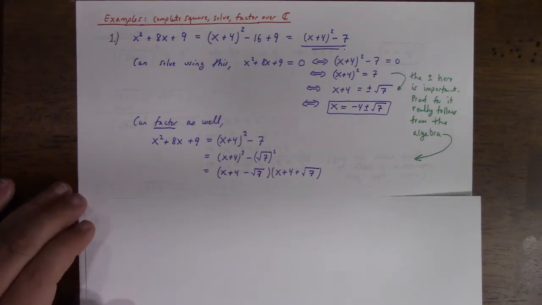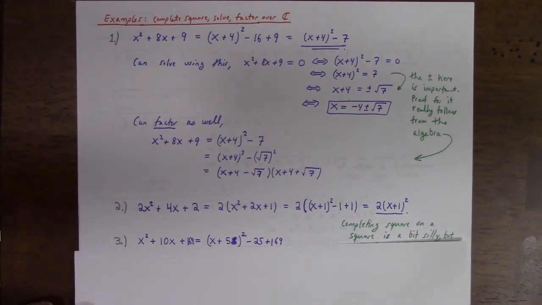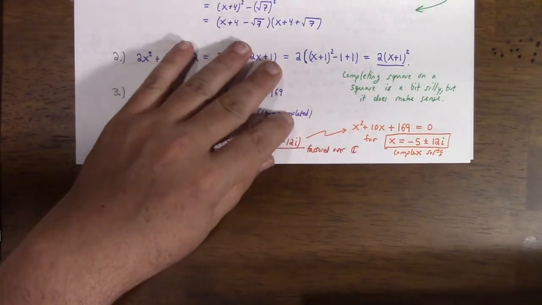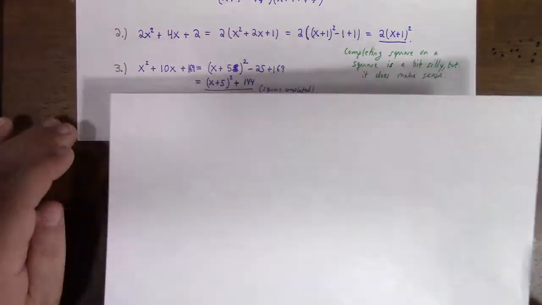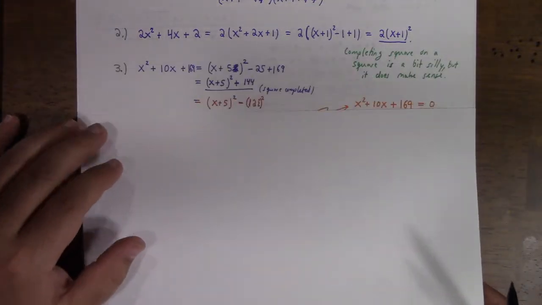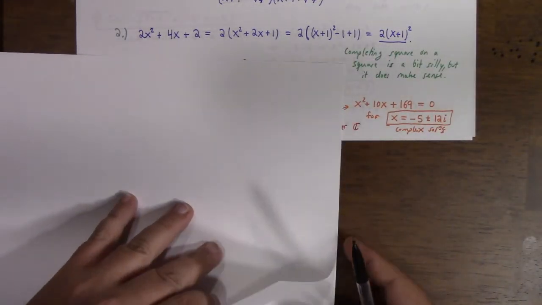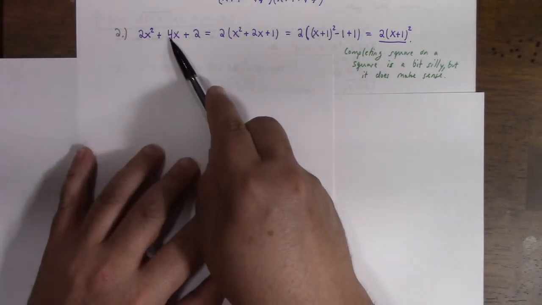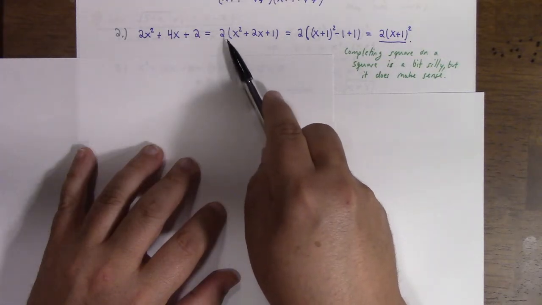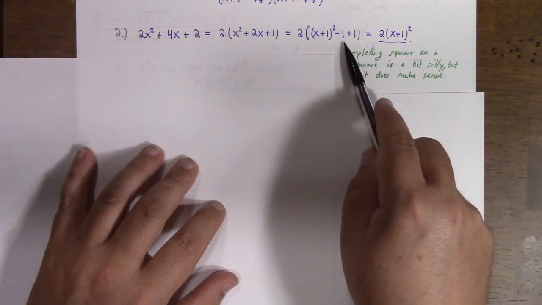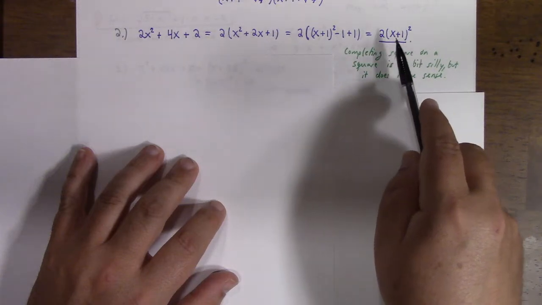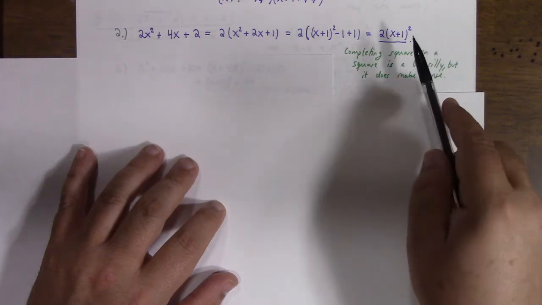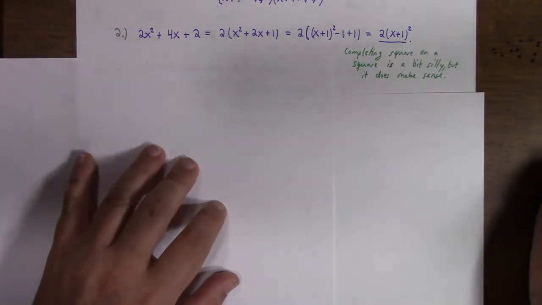So, another example. Example 2, I'm going to push this up here a little bit. All right, here we go. 2x squared plus 4x plus 2. Factor out the 2. Complete the square. Oh, it's just a square. So that's kind of silly. In this case, it's already factored, and I don't think I remembered to solve it, but if I was to solve it, what's the solution?